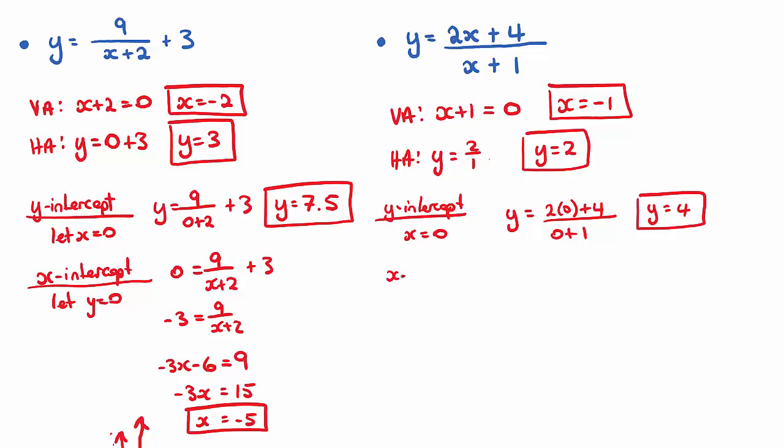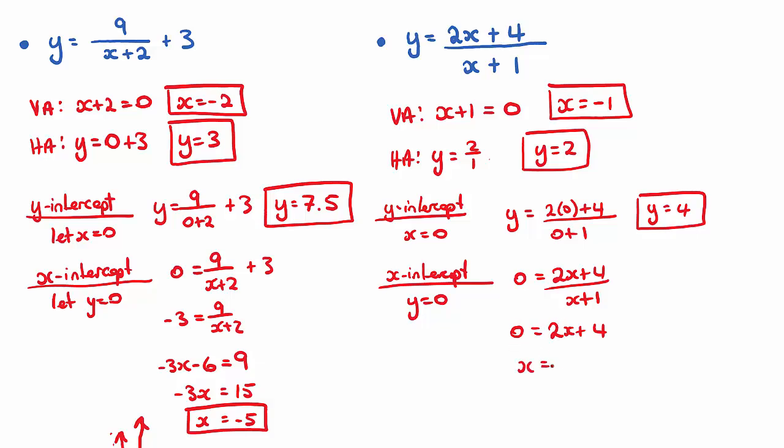And our x-intercept will be when y is equal to 0. So 0 is equal to 2x plus 4 over x plus 1. Now to solve this, we just multiply the x plus 1 up by 0, which is just 0. So 0 will just equal the numerator, 2x plus 4. If I move the 4 over, it will be negative 4. And if I divide by the 2, I'll get negative 2. So x will equal negative 2.